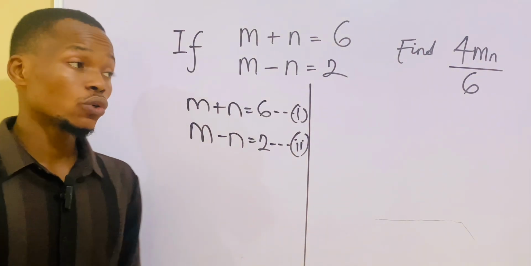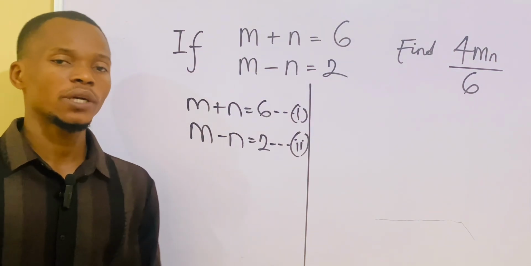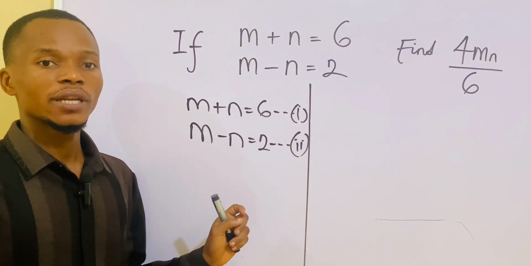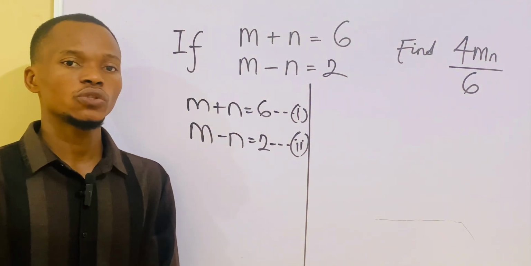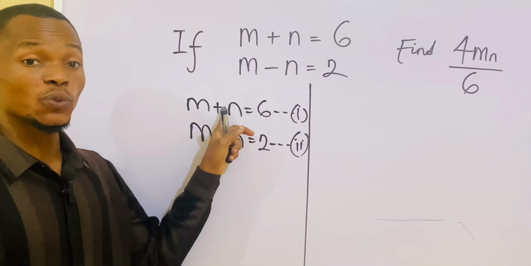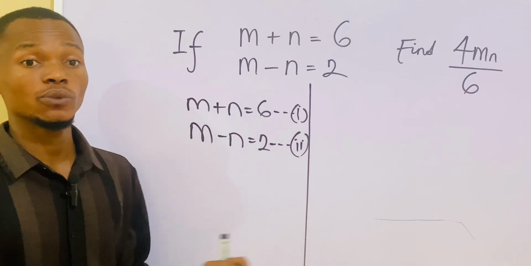Now I have two unknowns, which is m and n, and I can't solve two unknowns at the same time. It means I have to eliminate one. By eliminating one from this question, I'm going to eliminate n. Now if I'm to eliminate n, I'm either adding both equations together or subtracting both equations. Now eliminating will be easy here because the coefficient of n here is 1 and here is also 1. So I can easily eliminate by adding equation 1 and 2 together.